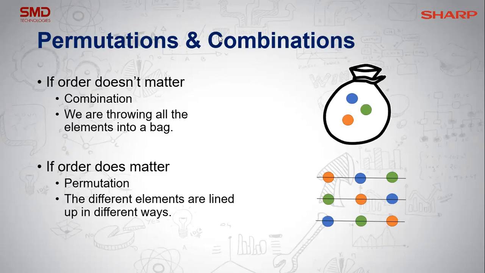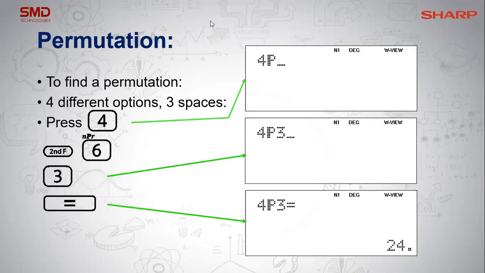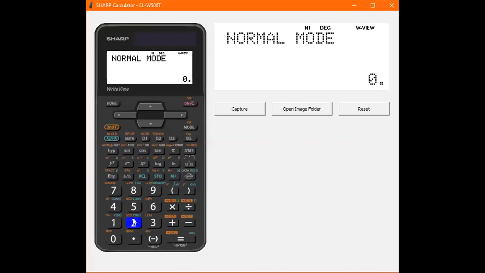So that is the difference between the two. So to look at the difference between the two, I'm going to then go to my calculator and press home. And now you can see on number 5 above it in orange, it says combination. And in orange above number 6, it says permutation.